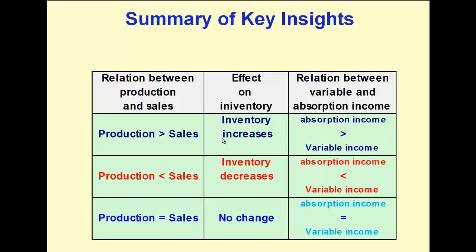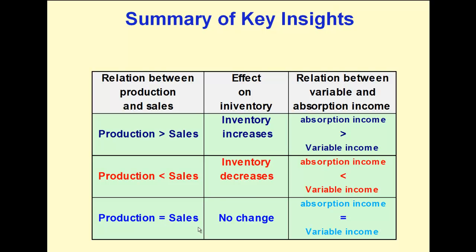So in this case, we are building our inventory, right? If we're making more than we sell, that means we're creating a stockpile, aren't we? We're building up our inventory. And when production is less than sales, that means we're using up some of that inventory that we built up previously. And so variable net income is going to be bigger than absorption operating income.